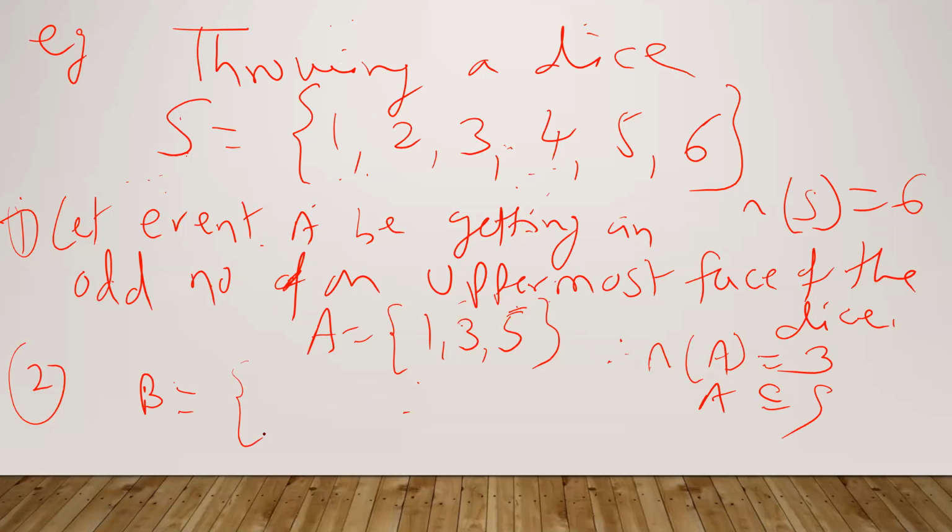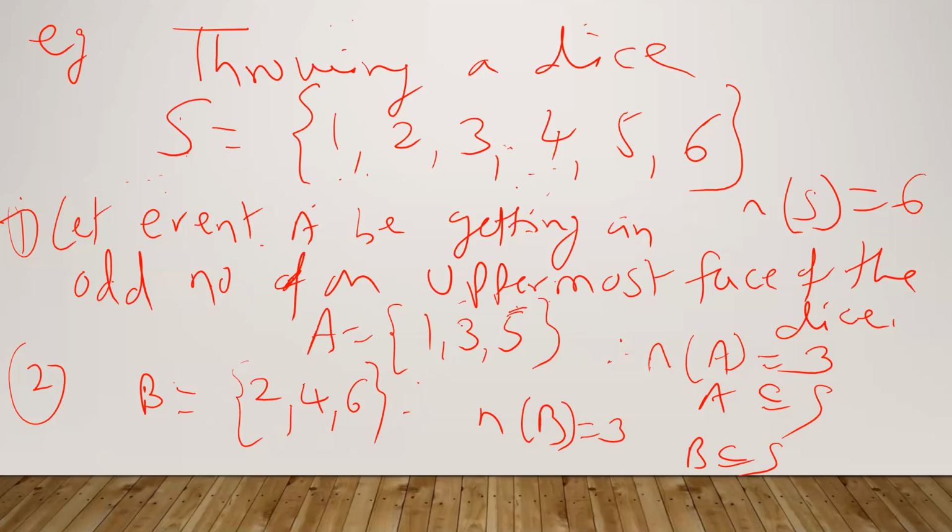I can denote it by B. So what sample points will come in that? 2, 4, and 6, because these are the even numbers. What is n of B? Here also n of B is 3. And I know that B is a subset of S. So an event is a set of a particular type of outcome. What particular type here? Getting an even number. I can have many more events like that.